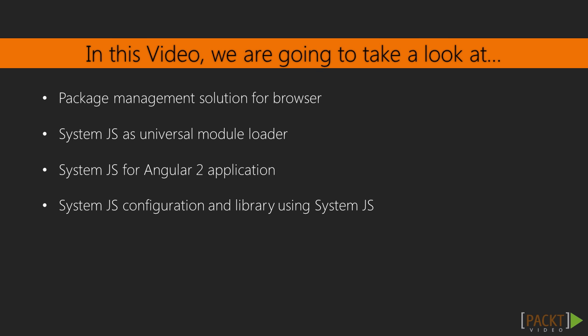In particular, we will take a look at the System.js package management system, how we write the System.js configuration, what role System.js plays in an Angular application, and System.js support for loading other bundling dependencies such as AMD, CommonJS, and UMD modules. Finally, how we load modules synchronously and asynchronously using different modules.